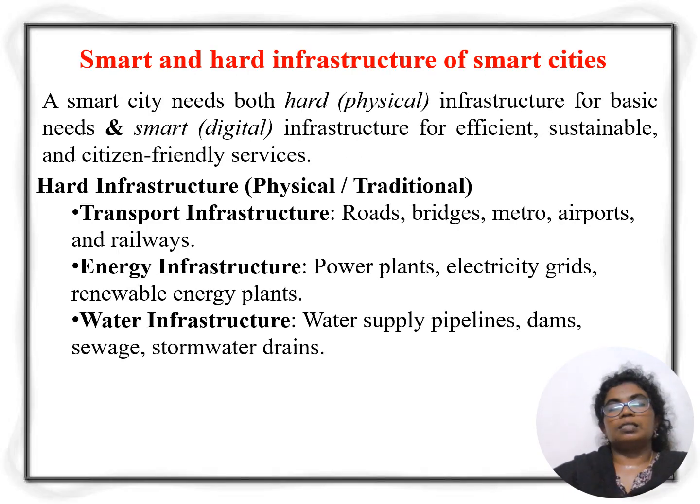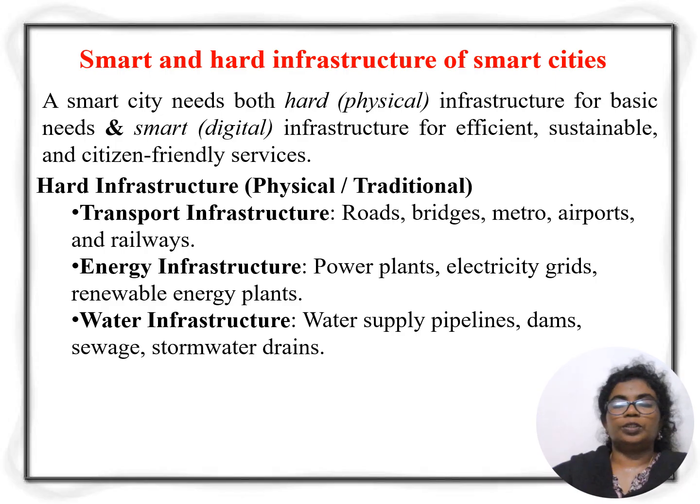Next comes hard and smart infrastructure for smart cities. A smart city needs both hard infrastructure for basic needs and smart infrastructure for efficient, sustainable and citizen-friendly services. So we are going to see hard separately and smart separately. First, hard: what hard infrastructure is required? Transport infrastructure such as roads, bridges, metros, airports and railways. Next is energy infrastructure: power plants, electricity grids, renewable energy plants.